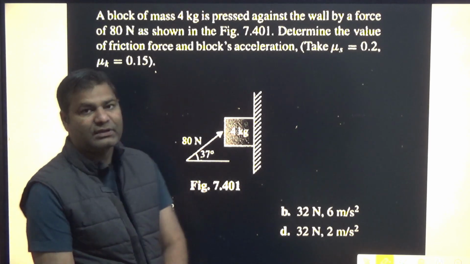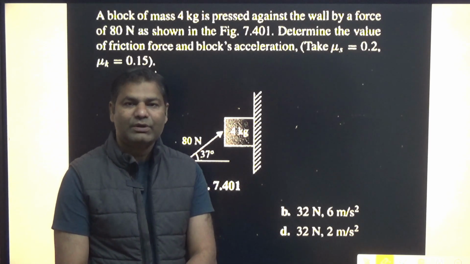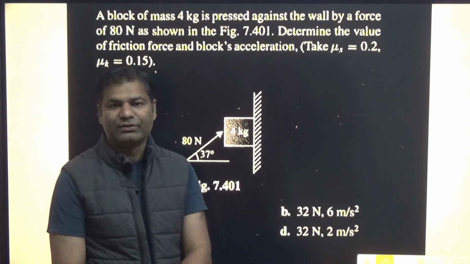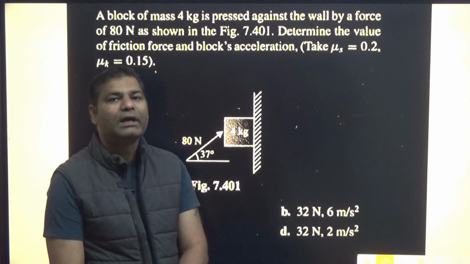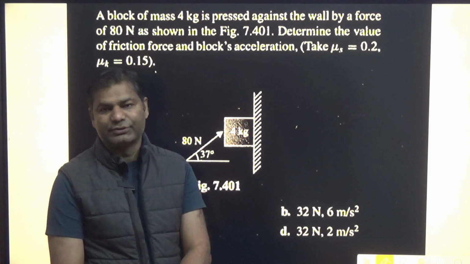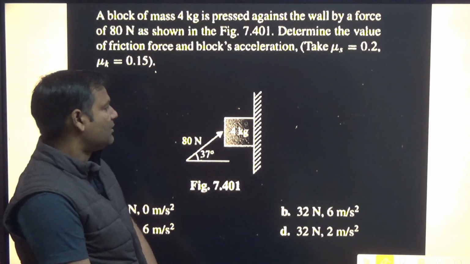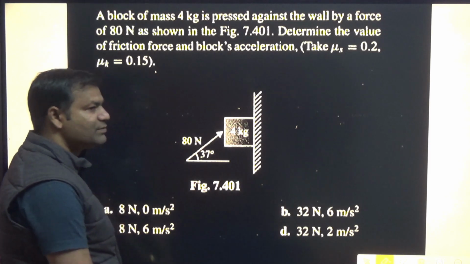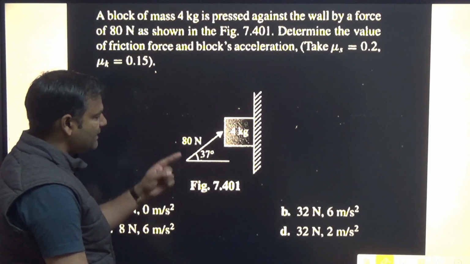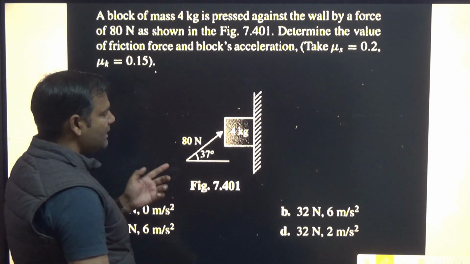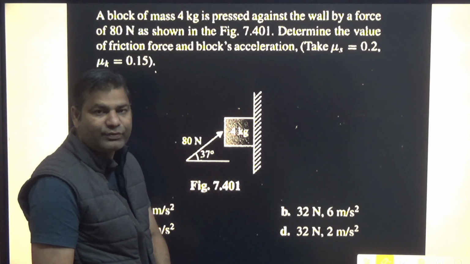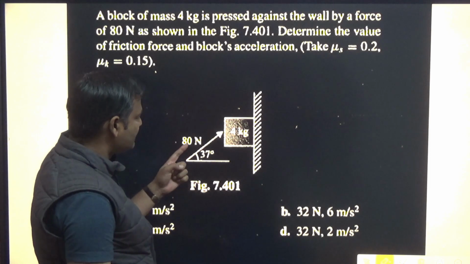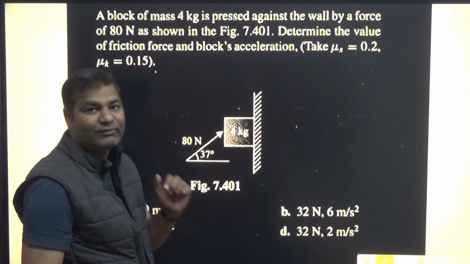μs means coefficient of static friction and μk means coefficient of kinetic friction. Our motto is to determine the acceleration of the block and also the frictional force. Now, how can we determine it? First of all, if you see very carefully, this force is 80 Newton, and that angle is 37 degrees. So first of all, find the components of 80 Newton in the x direction and y direction.